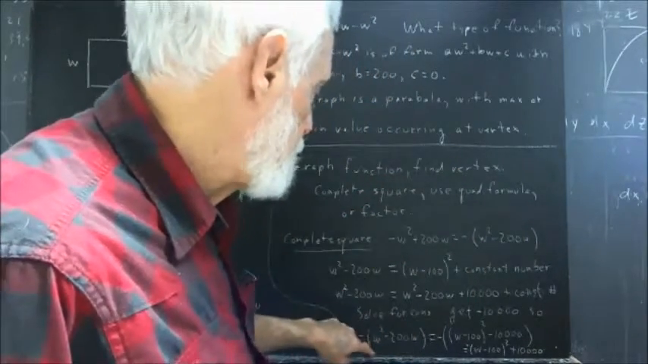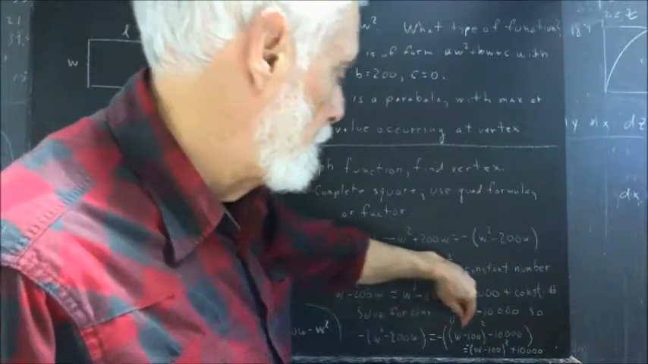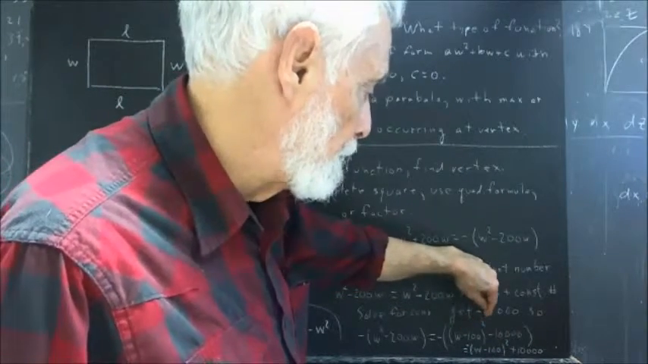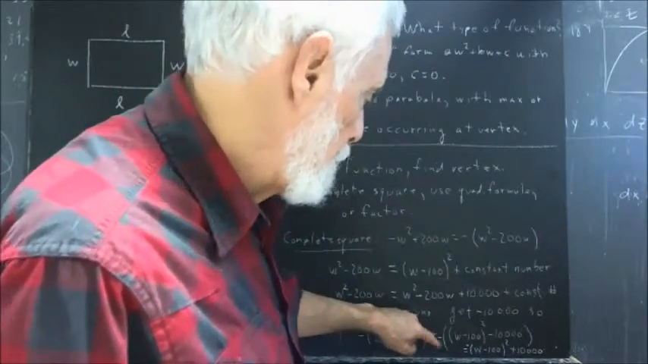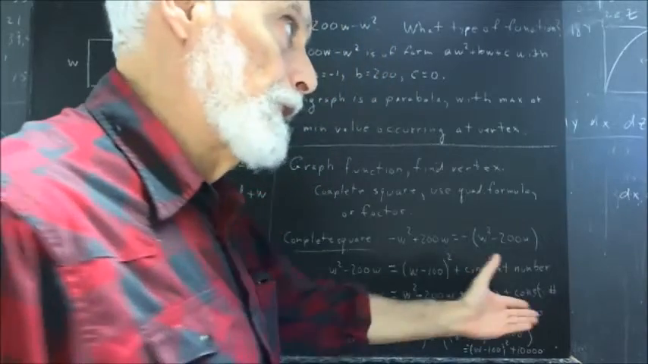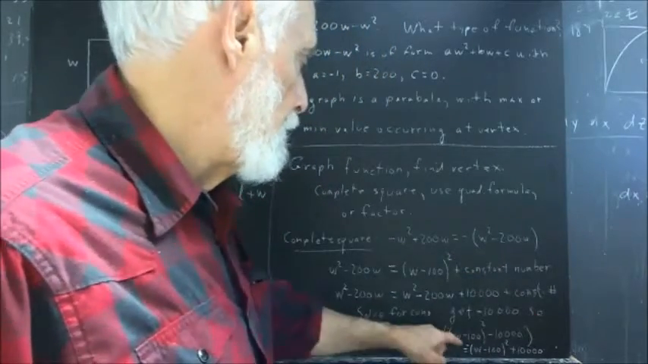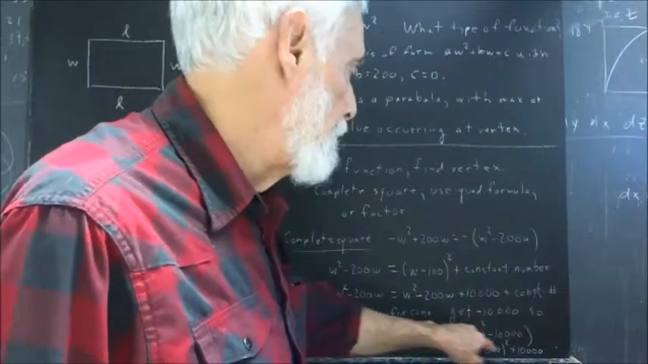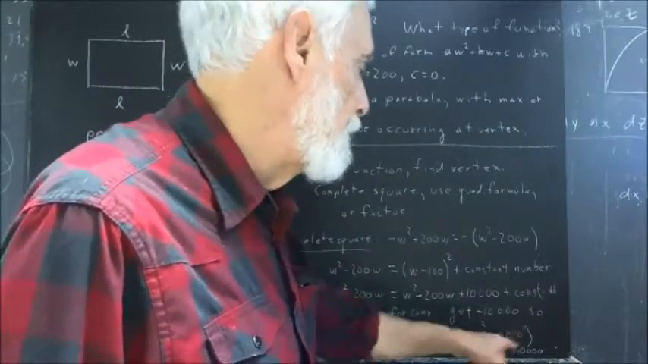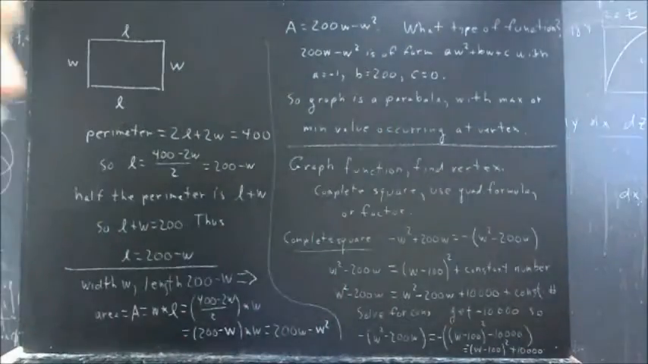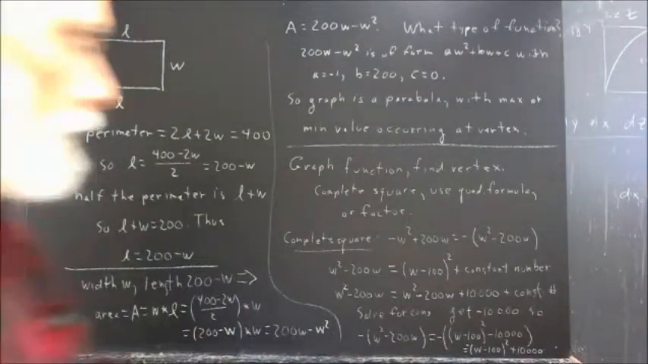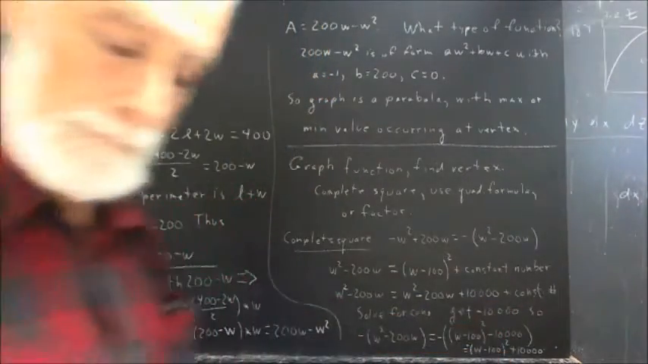So we replace w squared minus 200w with quantity w minus 100 squared minus 10,000, throw a negative sign in front of it, and simplify it. When we do, we get negative w minus 100 quantity squared plus 10,000. And in that form, we can easily graph it.